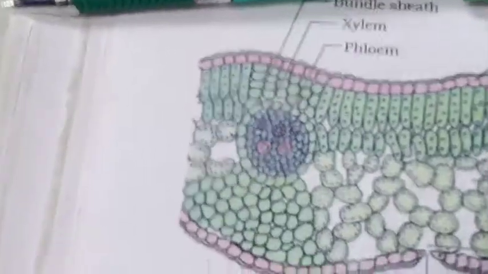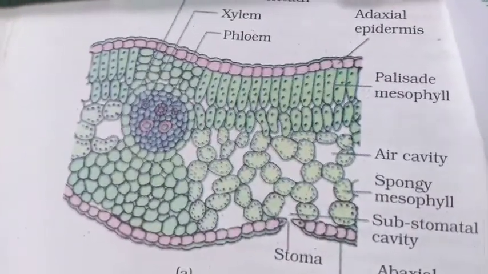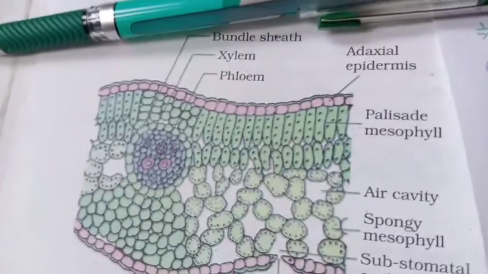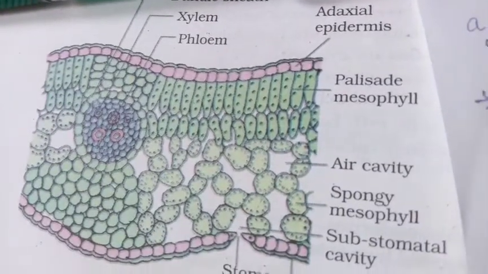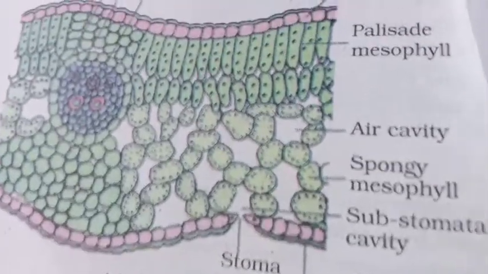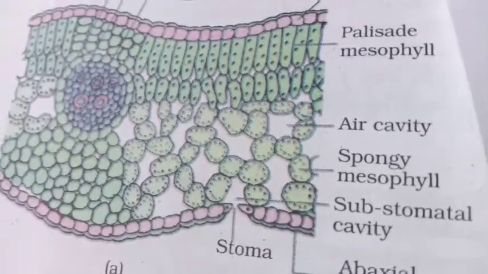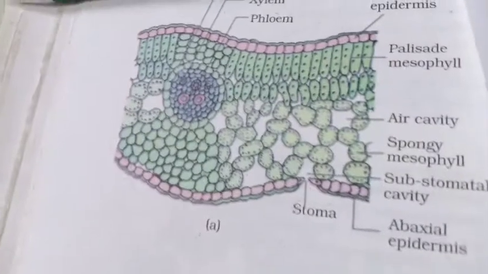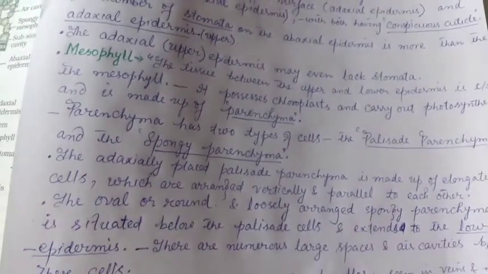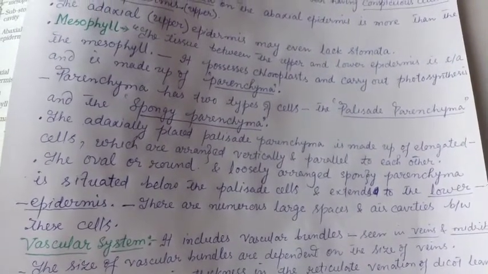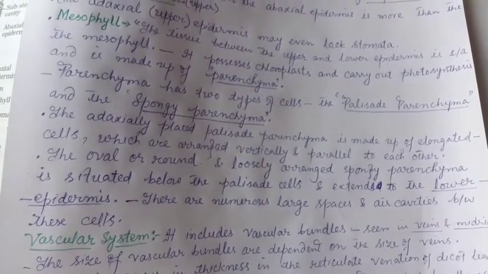And this is the palisade mesophyll here, which is rich in chloroplasts. This palisade mesophyll is rich in chloroplasts, and this on the lower side is the spongy mesophyll with larger intercellular spaces and air cavities, which makes it spongy. The mesophyll is meant for carrying out photosynthesis. And the adaxially placed palisade parenchyma is made up of elongated cells on the upper face, which are arranged vertically and parallel to each other.